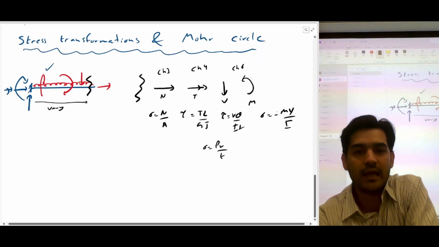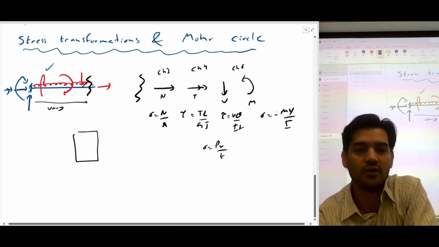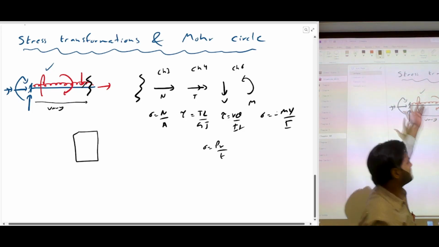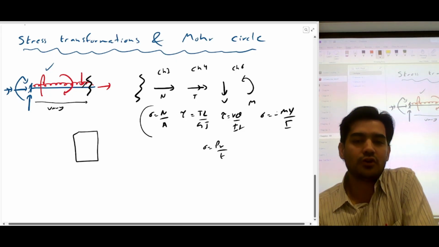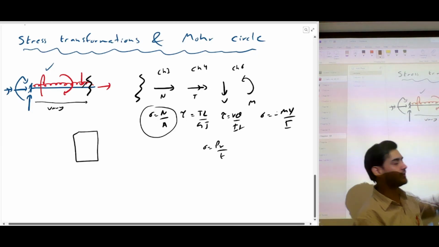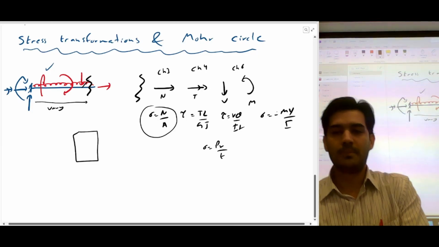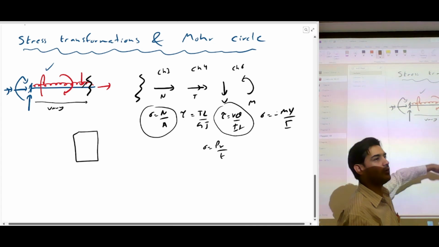They vary. And if you want to draw a cross section, you can draw a cross section, right? I have drawn a cross section of this member. Let's just say it's a rectangle. We know this normal stress is basically constant along the entire cross section. But what about the shear stresses? We know the shear stresses are not constant along the entire section, right?